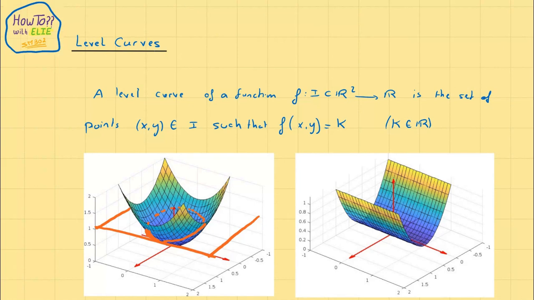If you take another example, f(x, y) equals x², which is on the right side, and you take horizontal cuts of this surface, you can see clearly that you'll obtain at each cut two straight lines. And so the level curves of this function are straight lines.